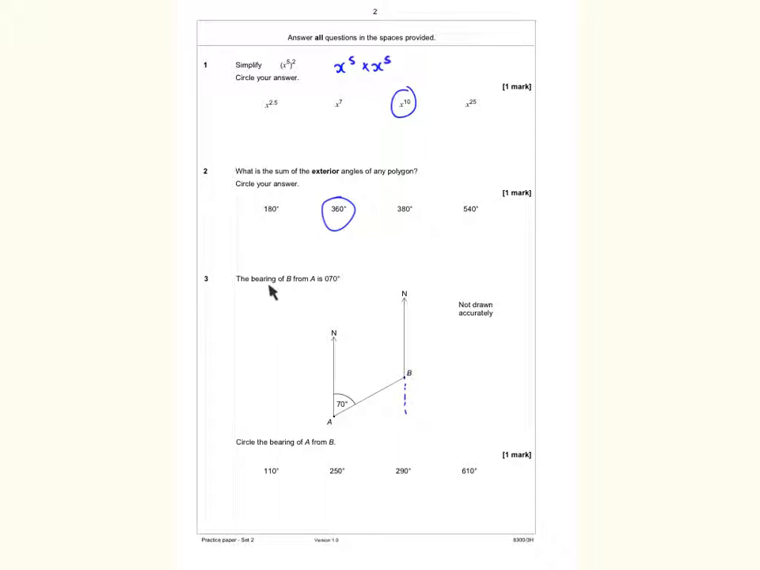Now when you're working with bearings, it's very important to think about parallel lines, because these north lines here are both parallel, and if that's the case, then we're going to have alternate angles here. Okay, so this angle here is alternate with this angle. Okay, so they're both 70. So if that's 70, this is also 70, and this side is 180. So 180 add 70 is 250.